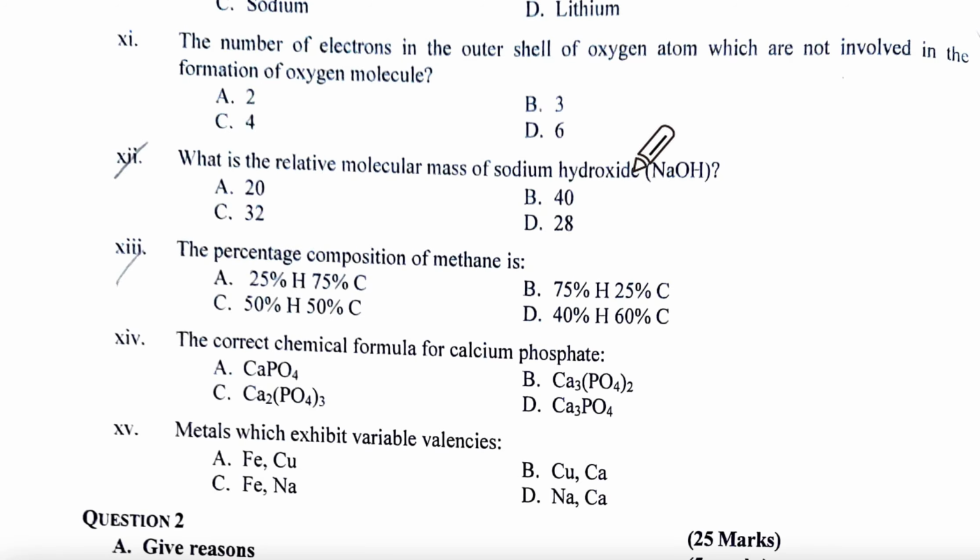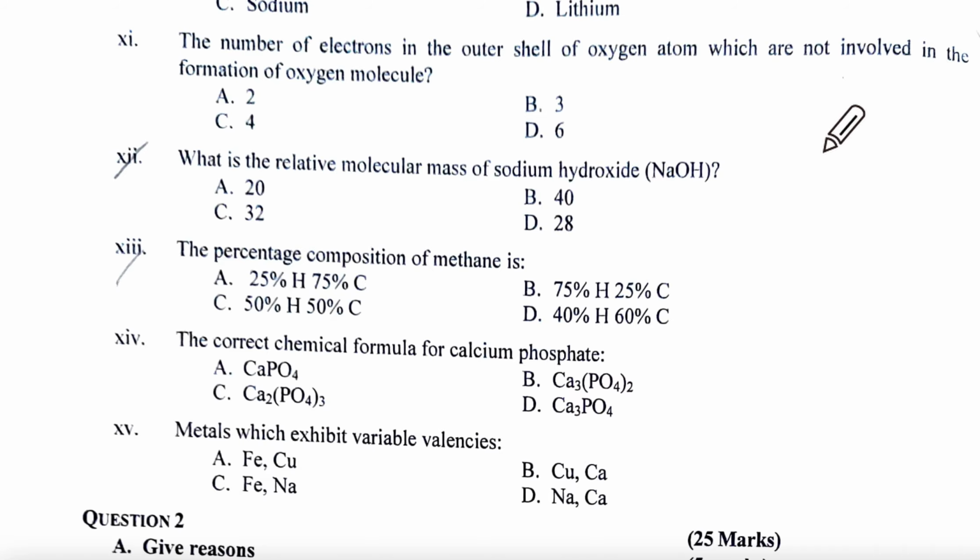What is the RMM of sodium hydroxide? Now sodium is 23. You should know these numbers. Remember, what is sodium? It is 23, 11. So the mass is 23. Oxygen is how much? 16. And hydrogen is 1. So how much is it? 40. Correct? Yes, ma'am.